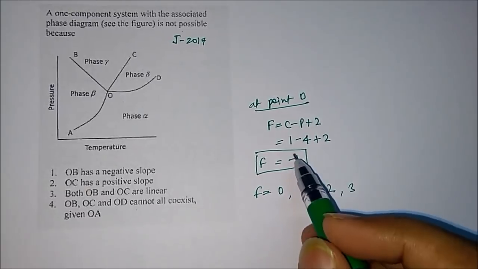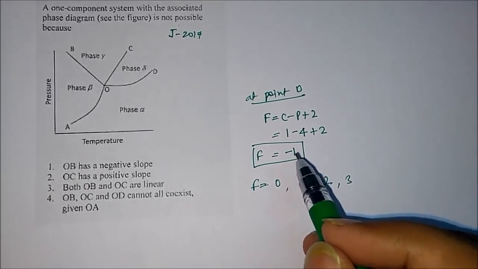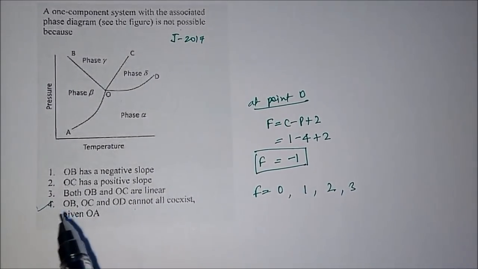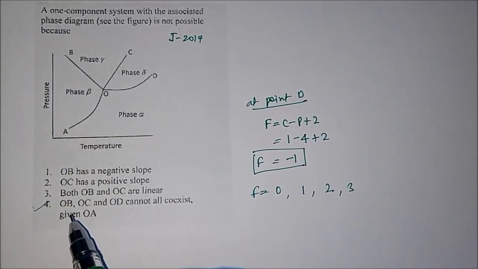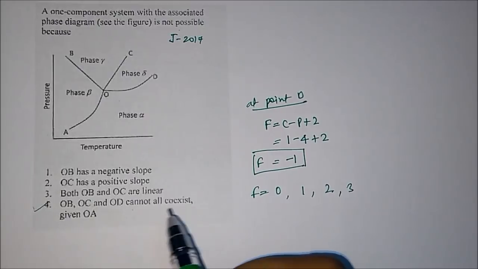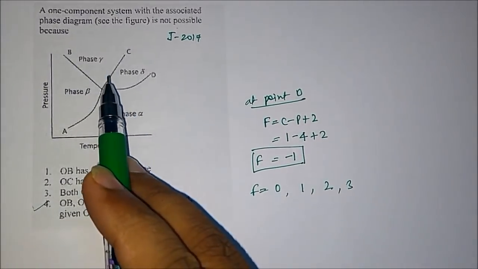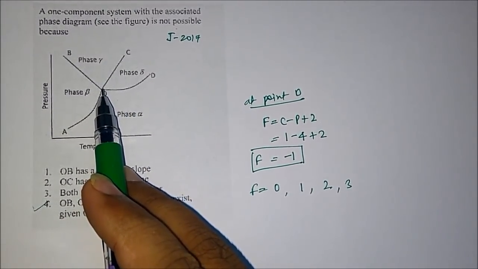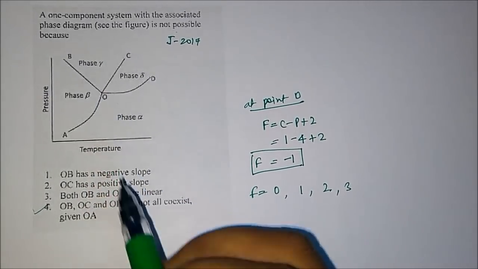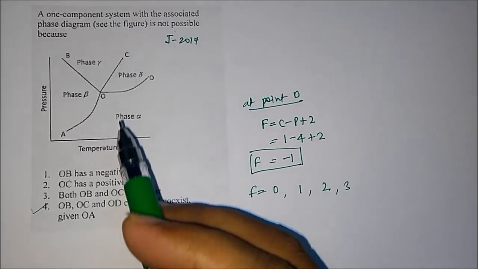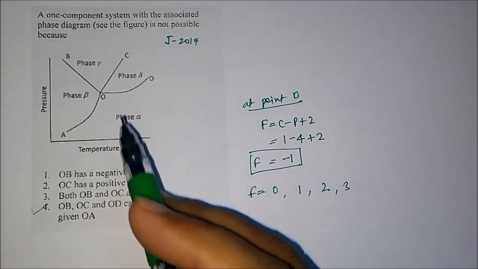So that means this fourth point was the correct option, and this graph is not possible, because OB, OC and OD cannot all coexist at OA, since this makes the point have a degree of freedom of minus 1, which is not possible. All right, so we cannot take it as minus 1 here, so this is not possible. That's why this option is the correct one.